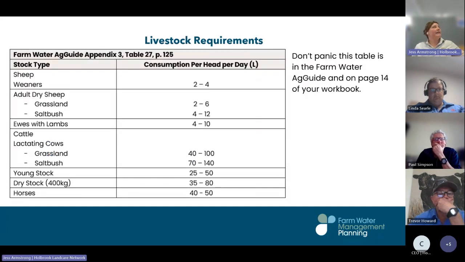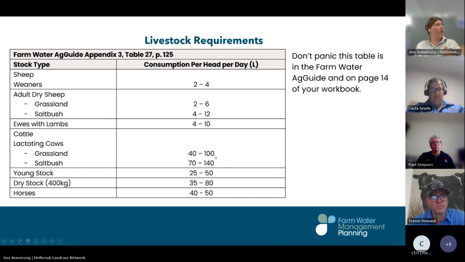This is our table, which has come from page 125, table 27 of the Farm Water Ag Guide. As you can see, there's quite a range in which your livestock classes consume per day. Also, the feed type or feed quality is coming into play there, as you have a bit of variation in how much livestock drink between a grassland environment and, say, a saltbush environment that you might experience out west.